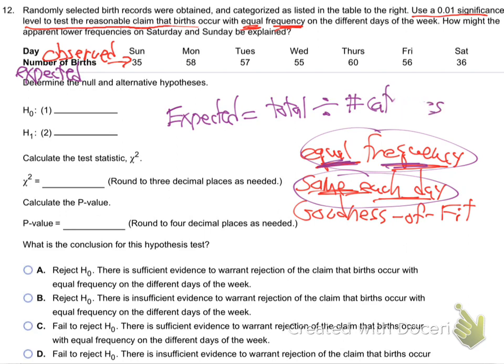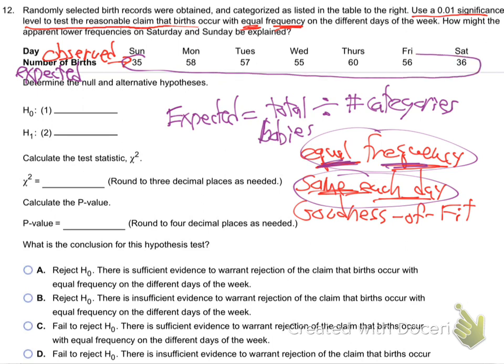So the total number of babies, divided by the number of categories, or in this case, days. So how many total babies do we have there? Well, if you add those up, I got 357 total babies were born during this week, Sunday through Saturday.